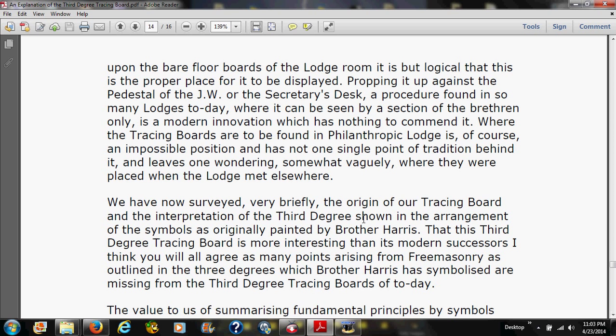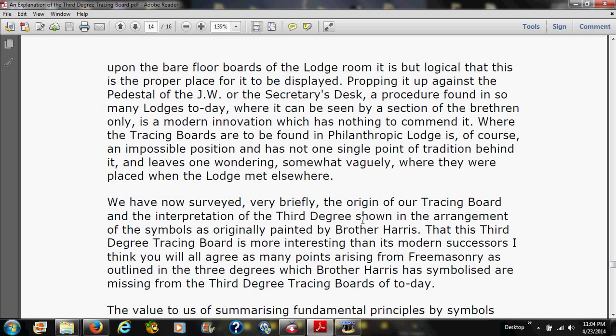Procedure found in so many lodges today, where the tracing boards would be found in the philanthropic lodge is, of course, an impossible position, has not one single point of tradition behind it, and leaves one wondering, somewhat vaguely, where they were placed when the lodge met elsewhere.